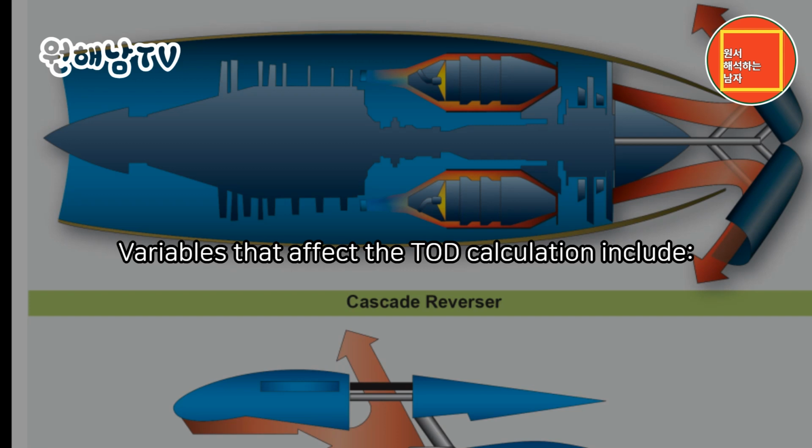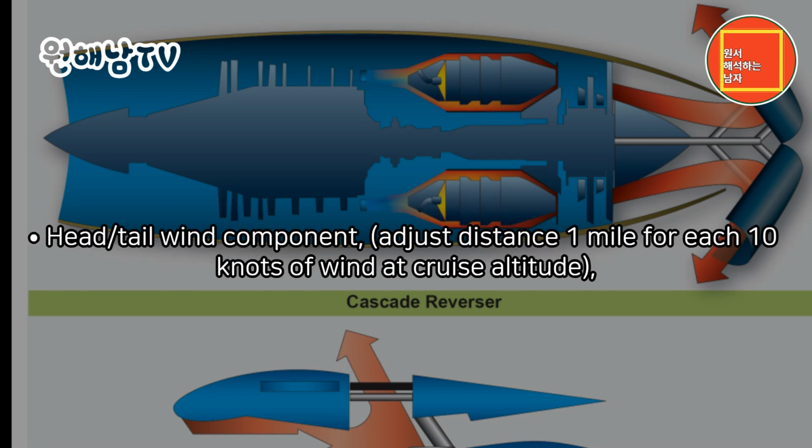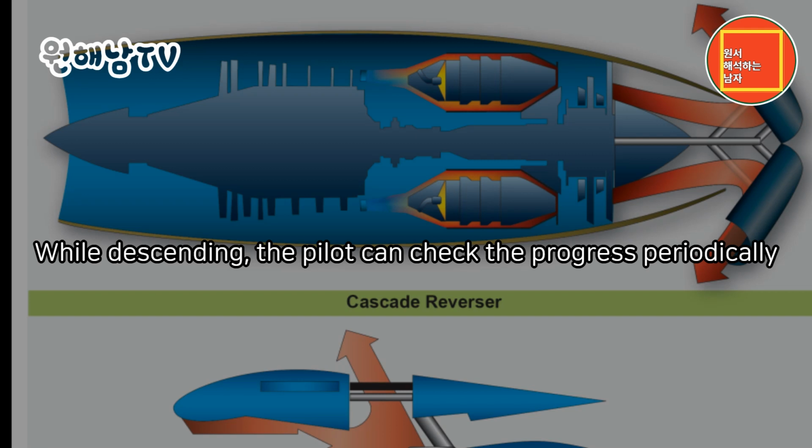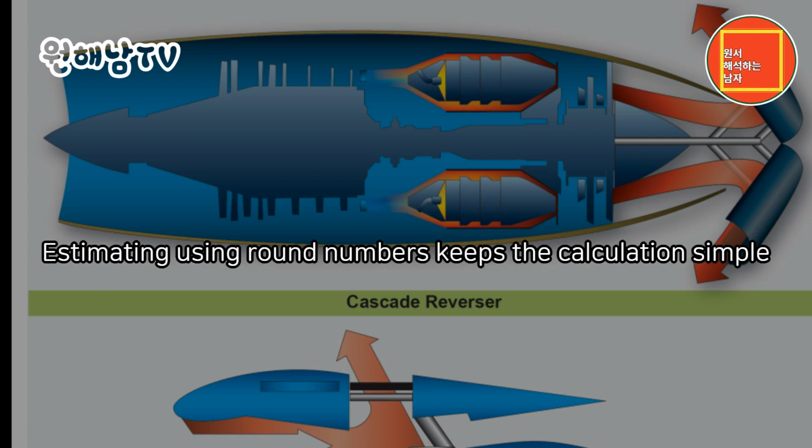Variables that affect the TOD calculation include head-tail wind component, adjust distance 1 mile for each 10 knots of wind at cruise altitude; field elevation, terrain considerations, runway alignment on arrival, ATC vectors and speed restrictions; type of approach; and descent energy management. While descending, the pilot can check the progress periodically. Estimating using round numbers keeps the calculation simple.